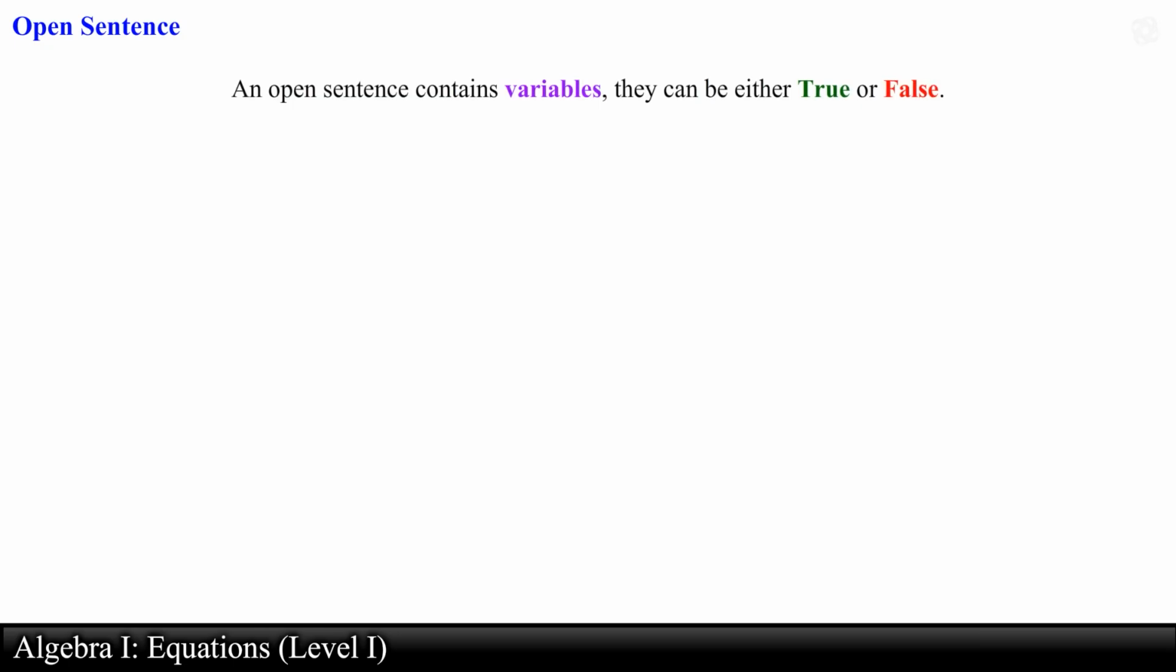Equations containing variables are called open sentences because they can either be true or false depending on the value of the variable. Examples of open sentences are the following variable expressions. The equation 5x plus 1 equals 11 and the equation y plus 5 equals 5 plus y.